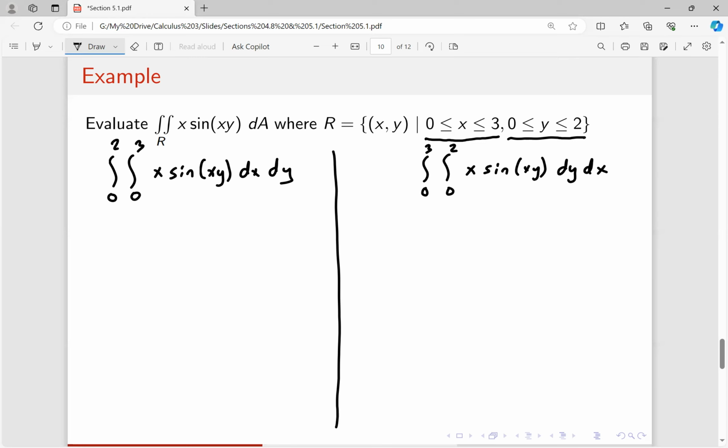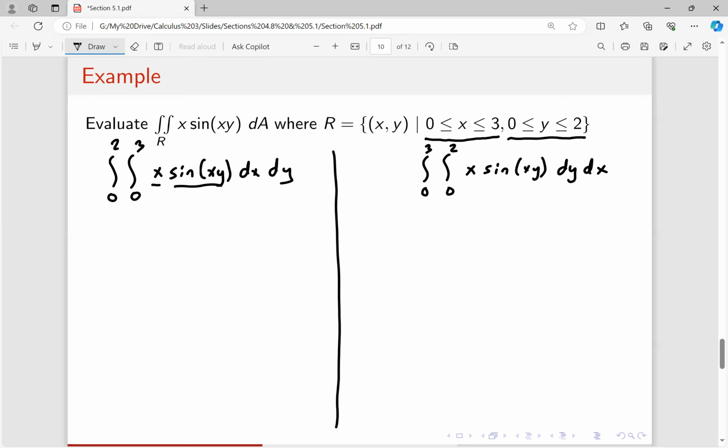Now, if you look over here, we're going to solve this integral with respect to x, treating y like a constant. Then I've got an x and a sine of xy. That means I would need to do integration by parts. That's a little bit more challenging than if I look over here and say, well, integrating this with respect to y is an easier integral.